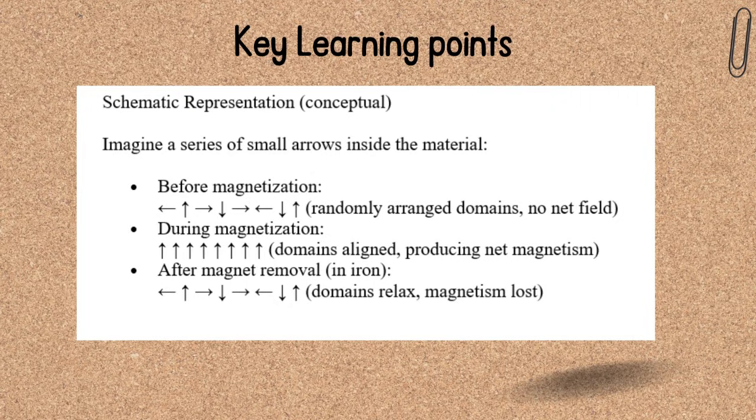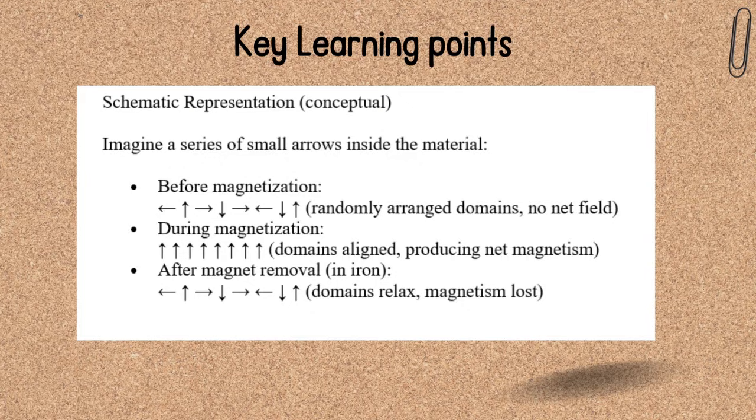Polarity, when the north pole of the magnet touches one end of the iron nail, that end becomes the south pole and the opposite end becomes a north pole. Another, temporary versus permanent magnetism. Iron is easily magnetized and demagnetized, while materials like steel retain magnetism longer due to the internal structural resistance.